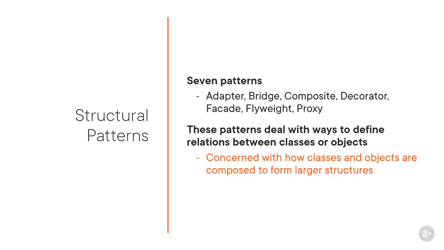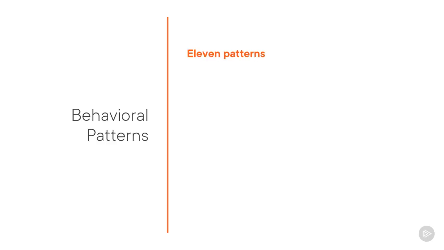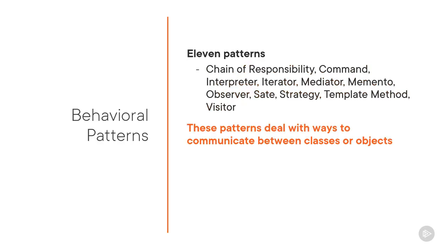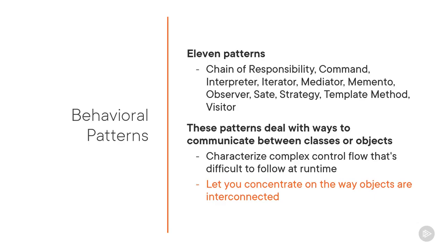Lastly, the third pattern type is the behavioral pattern type. There's 11 of them. These types of patterns define ways to communicate between classes or objects. They characterize complex control flow that's difficult to follow at runtime, and they let you concentrate on the way objects are interconnected. Let's have a look at 2 important object-oriented principles you will encounter throughout the course.